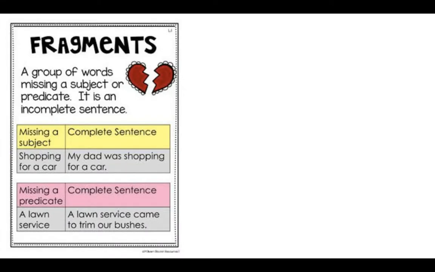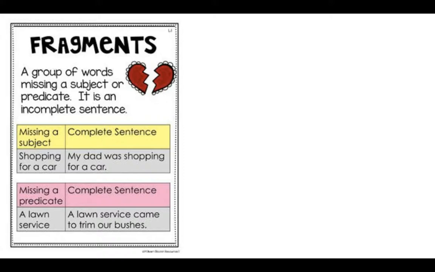Incomplete sentences are called fragments. A group of words missing a subject or a predicate is a fragment. It is an incomplete sentence. It could be missing a subject or missing a predicate. For example, shopping for a car tells us what is being done, but it doesn't tell us who's doing it. The complete sentence would need a subject, like, my dad was shopping for a car.